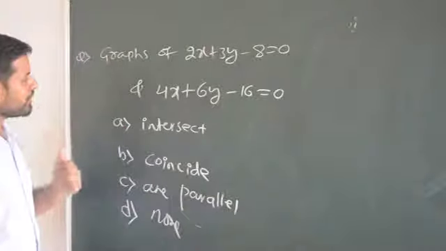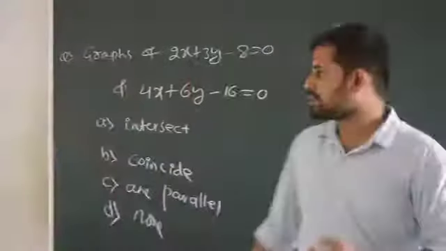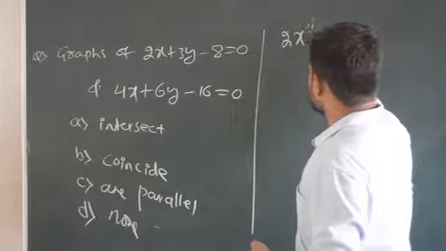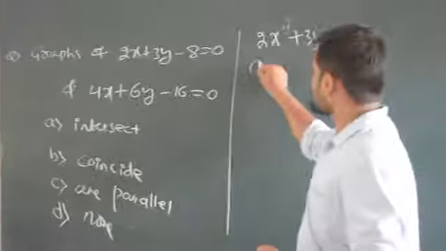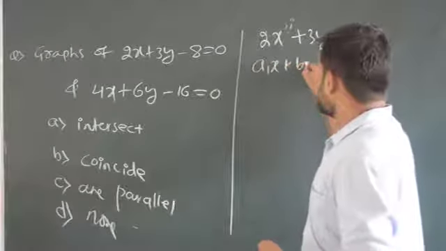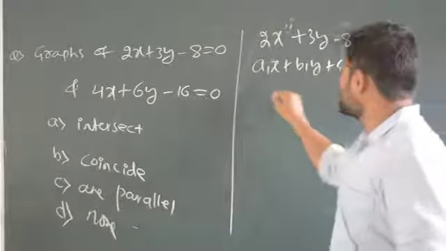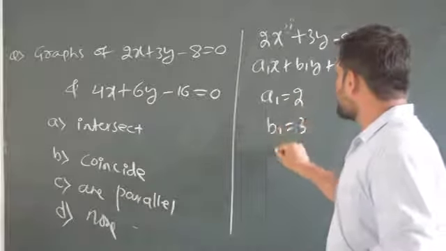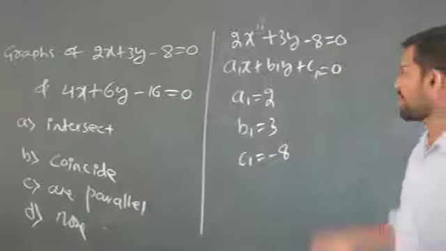Now how to make an approach? Yesterday I told you already, in the last video. Now we have to have all those conditions. Now this equation is there: 2x plus 3y minus 8 equal to 0. Now this has to be compared with the standard equation, a1x plus b1y plus c1 is equal to 0. If you write like this, then you are going to say a1 is equal to 2, b1 is equal to 3 and c1 is equal to minus 8. Clear now? a1, b1, c1, you got it.